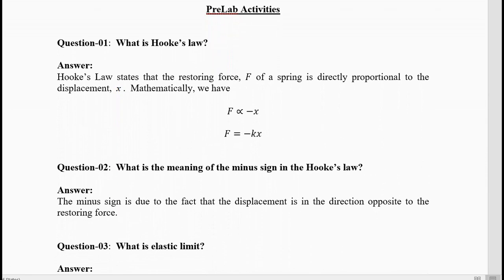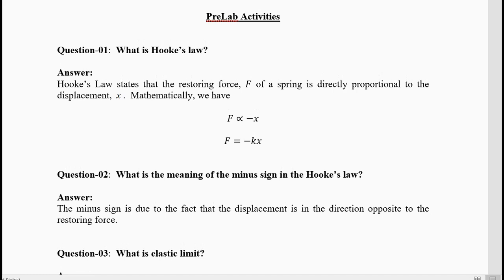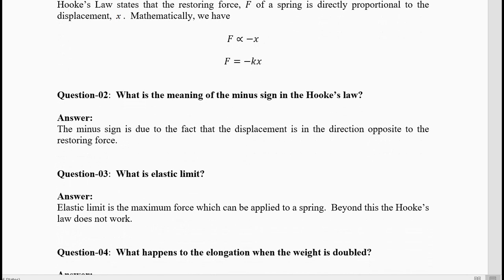Now let's look at some pre-lab activities, some questions before actually looking at the lab data. What is Hooke's law? Hooke's law states that the restoring force F of a spring is directly proportional to the displacement x. Mathematically, F is proportional to minus x, F equal to minus kx. k is a positive number, it is the spring constant. The units are Newton per meter, N by m. What's the meaning of the minus sign in Hooke's law? Answer: the minus sign is due to the fact that the displacement is in the direction opposite to the restoring force.